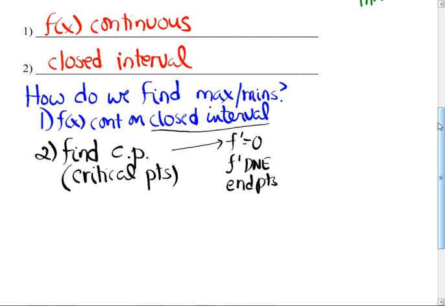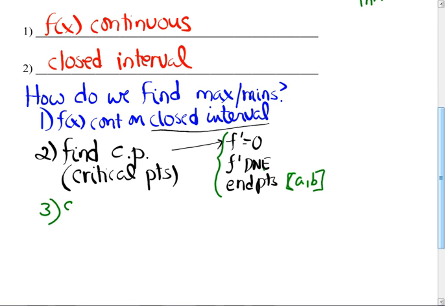What are critical points again? Right here. One, F prime is 0. Two, F prime doesn't exist, and three, the endpoints, A and B. I'm going to write it this way so it looks better. How do I know which one's the maximum and which one's the minimum? Why don't we just evaluate our function at those, and whatever's biggest is the biggest.